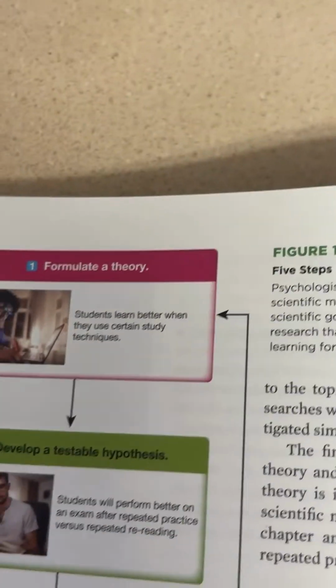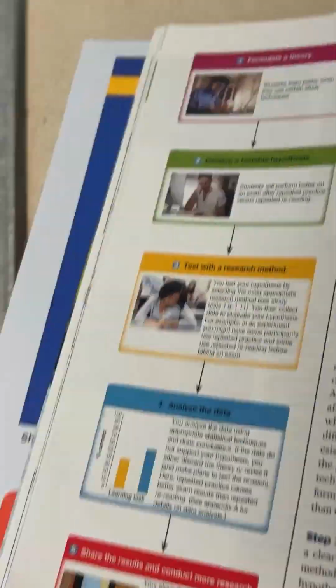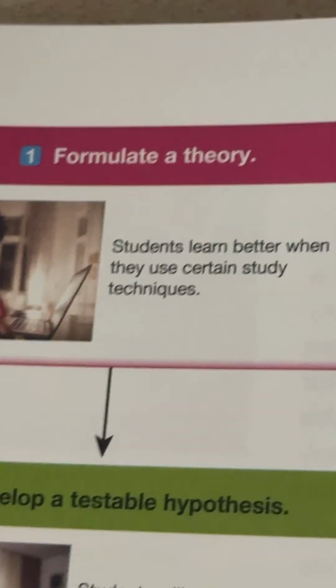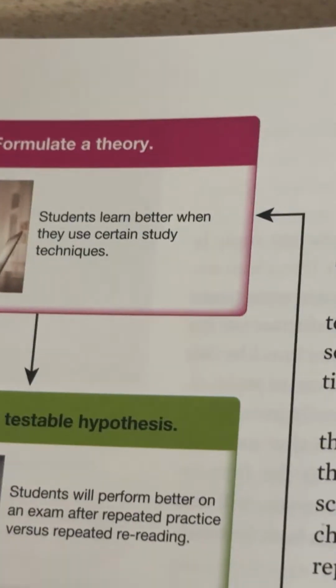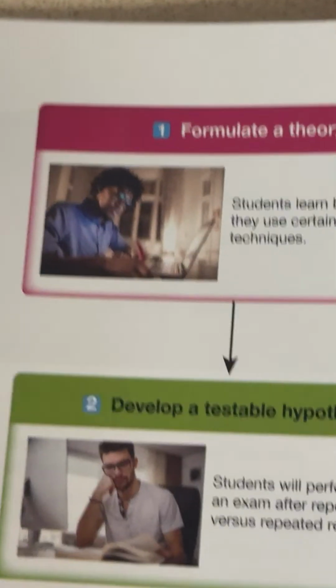Anywho, let's go back to the first part because I did promise that I would be reading all of this. Anyways, in the scientific method, you must do very specific things, such as formulating a theory. Students learn better when they use certain techniques, like doing this. Or like doing this!